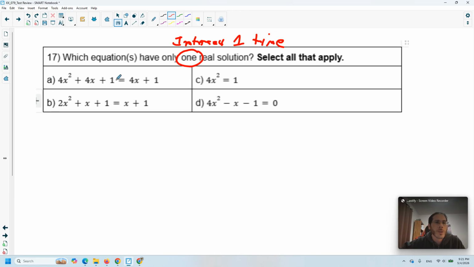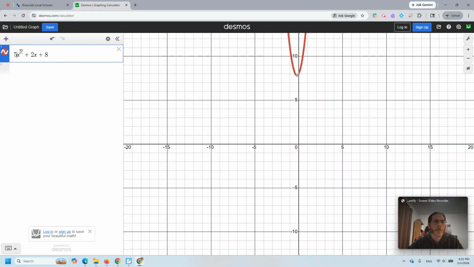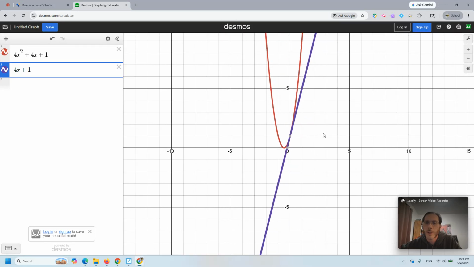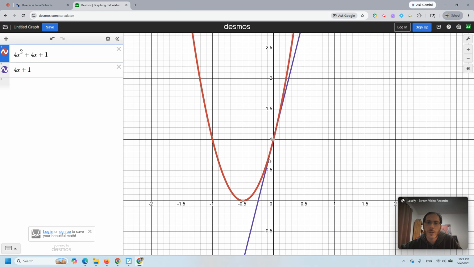So let's see what we got. We have to, again, graph each part separately. So here we have 4, 4, 1, and then 4x plus 1. All right, so I see a couple dots, but if we zoom in, we can see they're only connecting at this one point. So this is only glancing once.